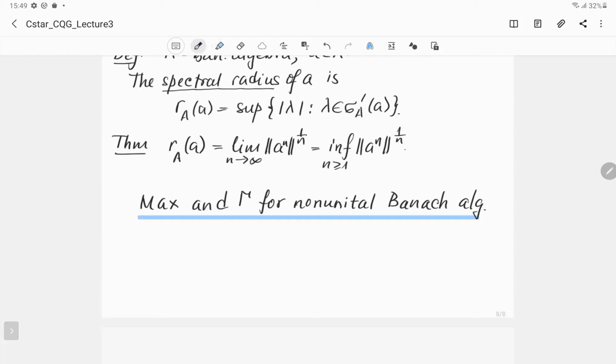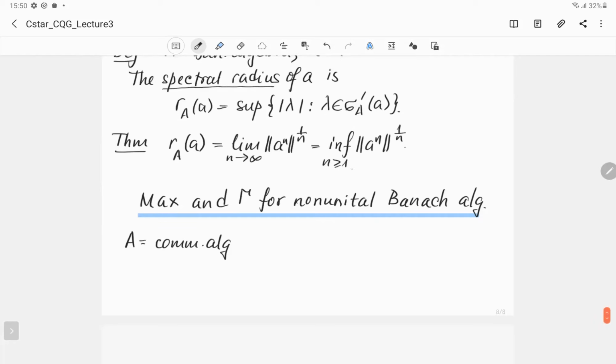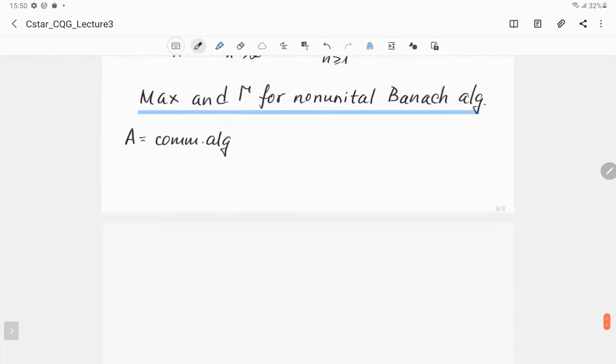So we suppose that A is a commutative algebra, not necessarily unital. It turns out that in this case, the set of all maximal ideals is no longer relevant. It is useful to consider only those maximal ideals which have the following property. So we give the following definition.